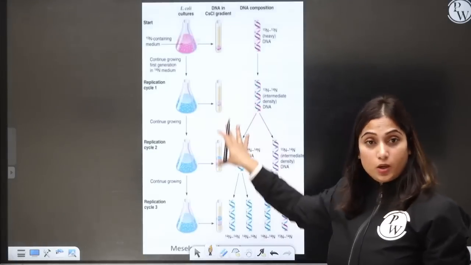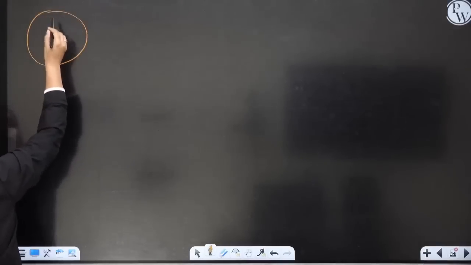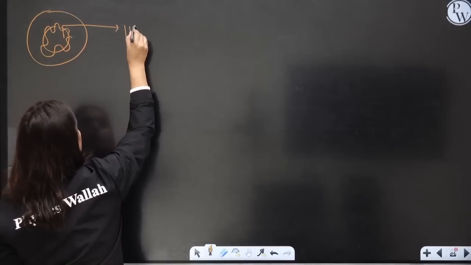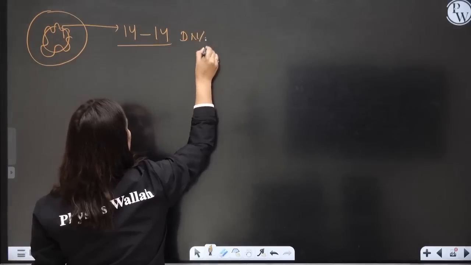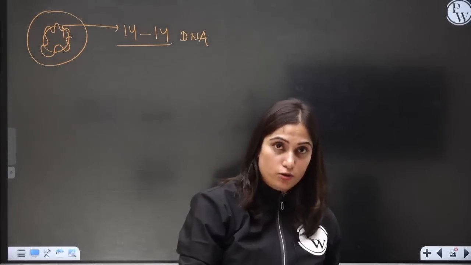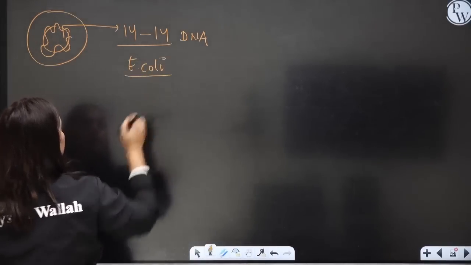Now let's discuss the Meselson and Stahl experiment. What did they do? To start with, let's understand that E. coli has double-stranded circular DNA. The nitrogen present in both strands of E. coli is N14, the normal nitrogen. So normally, the DNA of this E. coli is 14-14 DNA. 14-14 means that in one strand all the nitrogen is N14, and in the other strand also all the nitrogen is N14.